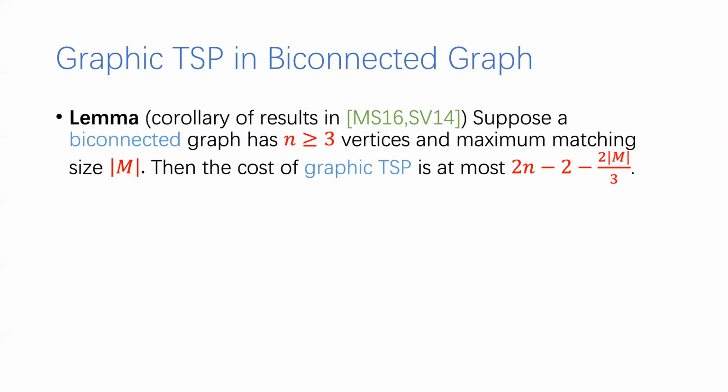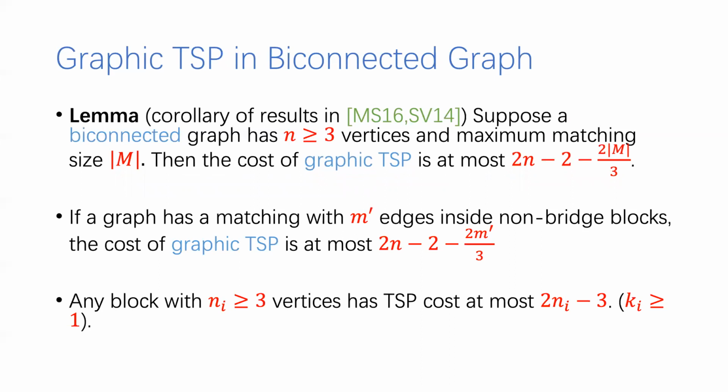This lemma tells us that if a biconnected graph contains a large matching, then the cost of graphic TSP is small. With this lemma, we immediately have the following properties. If a graph has a matching with m prime edges which are not bridges, then we know that the cost of graphic TSP is at most 2n minus 2 minus 2m prime over 3, because remember that the cost of graphic TSP of a graph is the sum of the costs of graphic TSP of all its blocks.